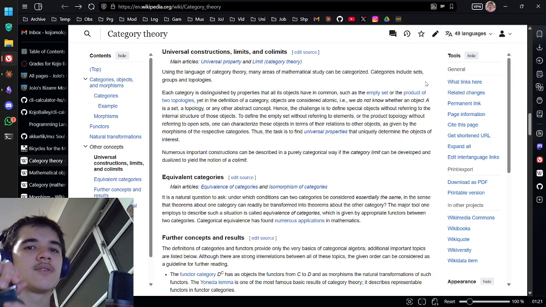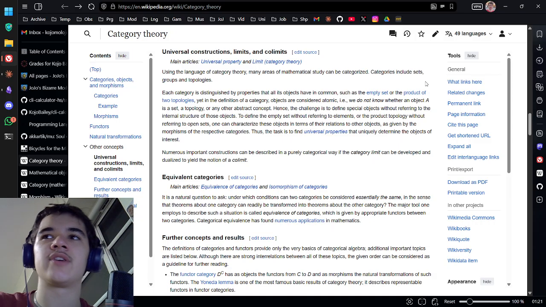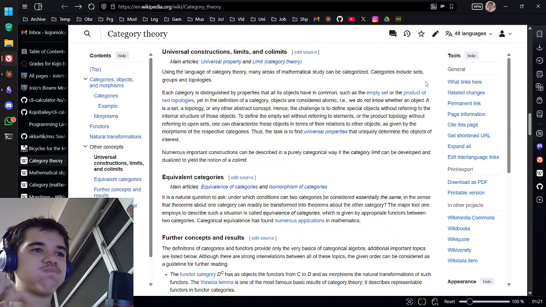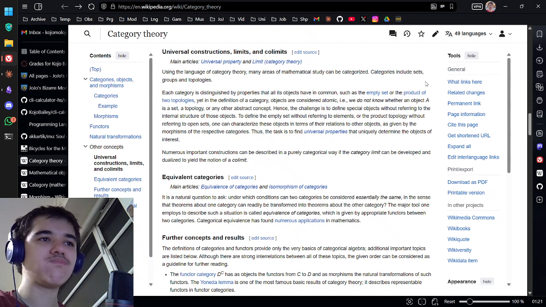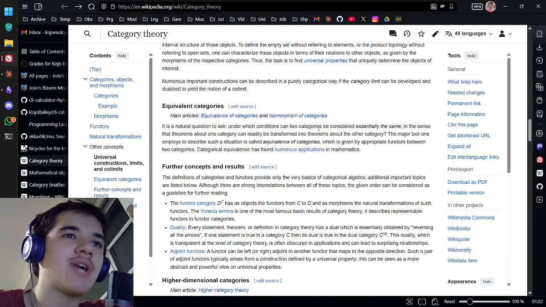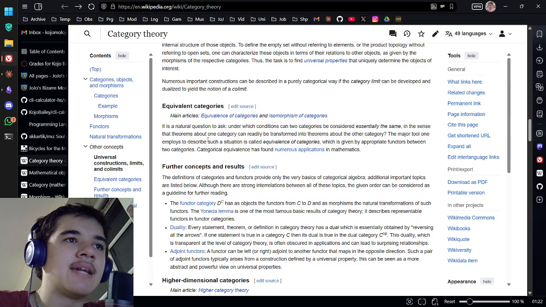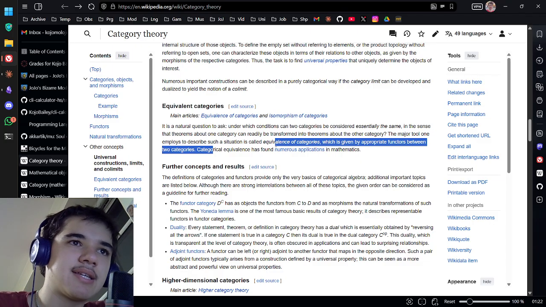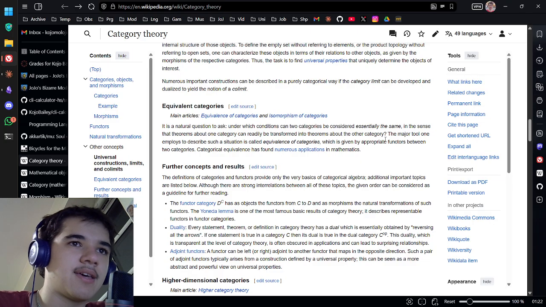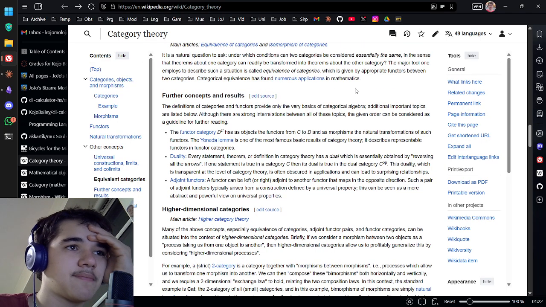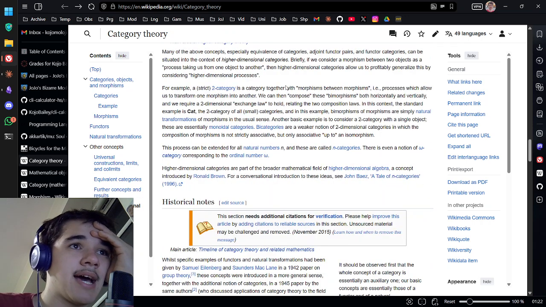Cool. Is it like addition, like the category of... Yeah, but not really. Equivalent categories is a natural question to ask. Under which conditions can two categories be considered essentially the same? In the sense that theorems about one category can readily be transformed into theorems about the other. The measuring tool one employs is equivalence. Yeah, I wonder if it's subjective.